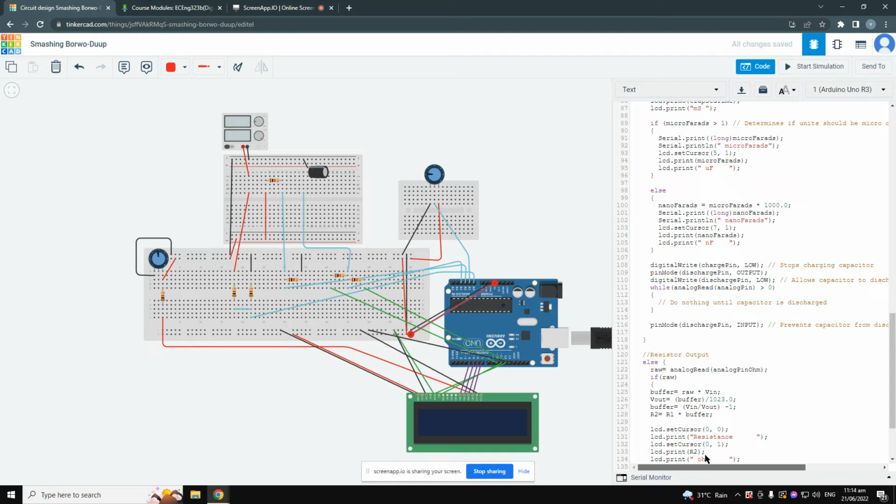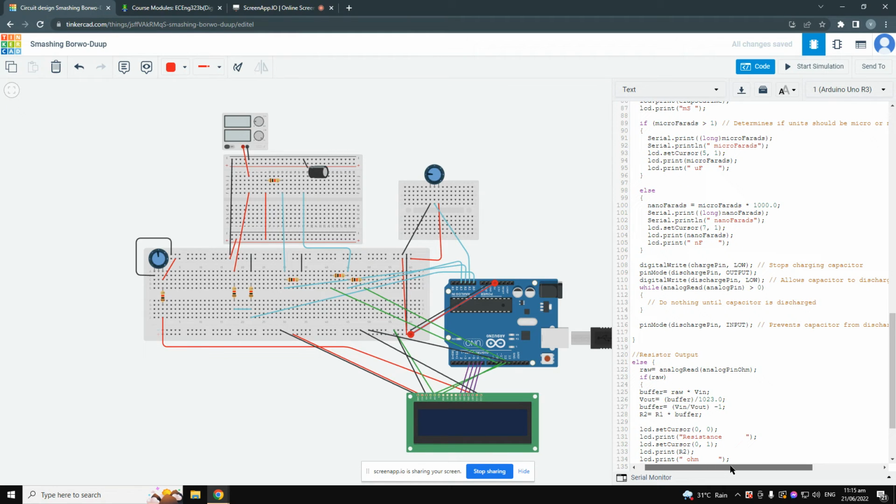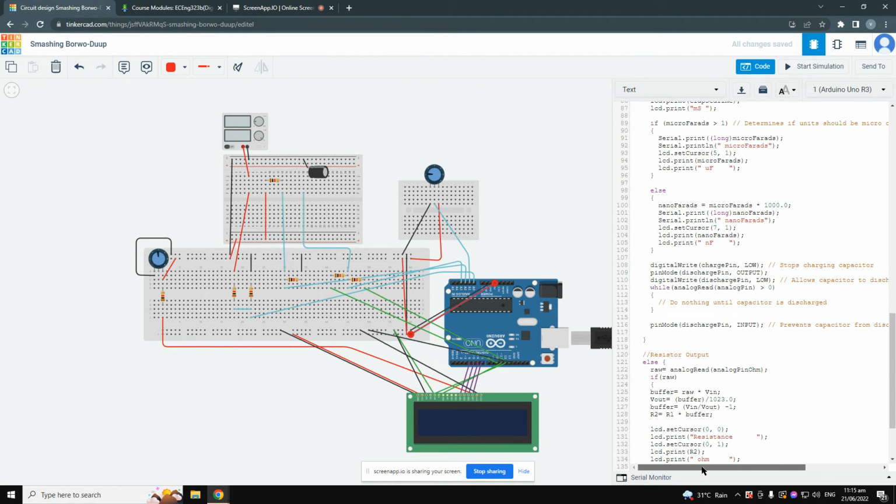Else nanofarads equals microfarads times 1000. Serial.print long nanofarads, Serial.println nanofarads. lcd.setCursor 7, 1, lcd.print nanofarads, lcd.print nF. digitalWrite chargePin low. pinMode dischargePin output, digitalWrite dischargePin low, while analogRead analogPin is greater than 0. So let's have pinMode dischargePin input, which prevents the capacitor from discharging.